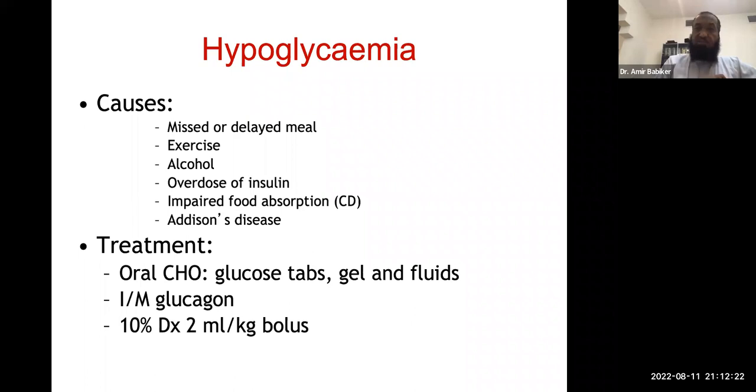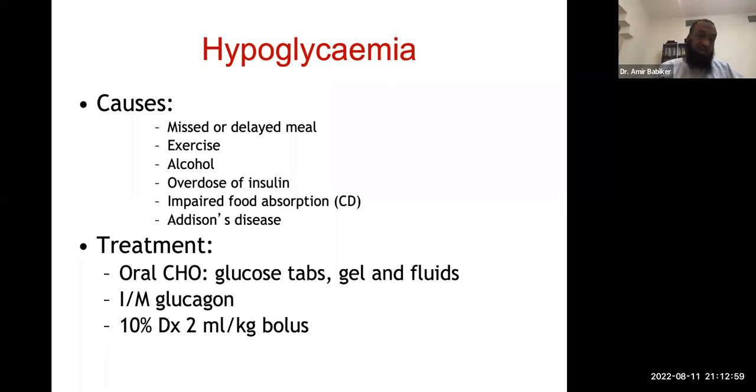So the causes in diabetic patients can be missing or delaying the meal after the insulin, after the story I told you, or exercise, more exercise not matched well with the amount of carbohydrates taken and insulin, or alcohol in some societies, or overdose of insulin in some adolescents who experiment on themselves to see how this could be effective or not, or impaired food absorption, so concomitant celiac disease. So you have insulin, but you don't absorb the food well, or other counteracting hormones that balance the action of insulin are not working perfectly, like Addison's disease.